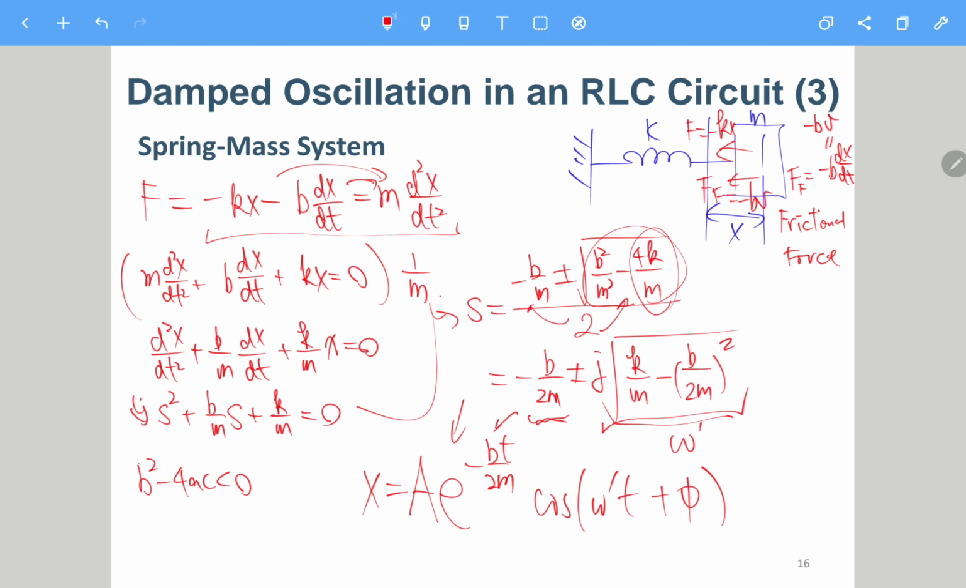So for the spring mass system, you will have a similar thing. Originally, if we don't consider the frictional force, omega should be the square root of k over m, which is actually this thing. As long as we have some frictional force, this omega prime will be slightly smaller than omega.